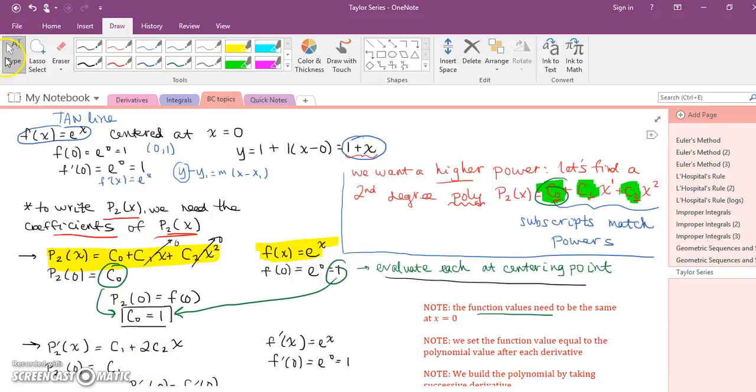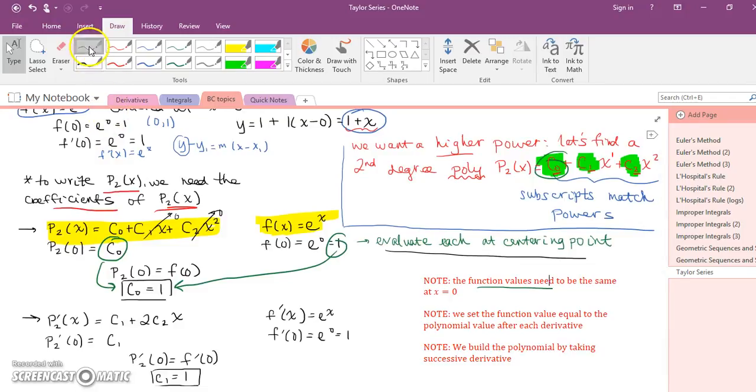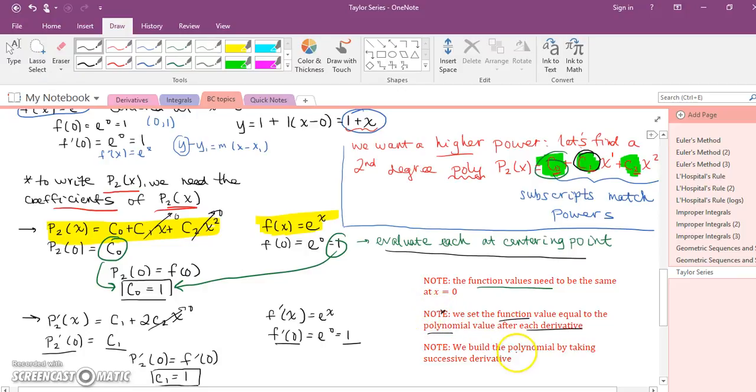So what I'm going to do now is say, okay, take p sub 2 prime of 0. If I evaluate this at 0, it's going to be 0. C sub 1, there's no x, so you can't really plug anything in. So evaluate at 0, the polynomial gives c1. Evaluate the function derivative at 0, you get 1. Set this equal to this. So c1 is 1. So now I have this guy. So we set our function values equal to the polynomial value after each derivative. So we're building polynomials by taking successive derivatives.